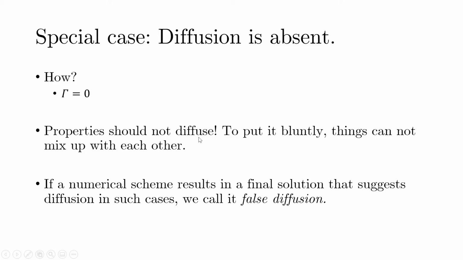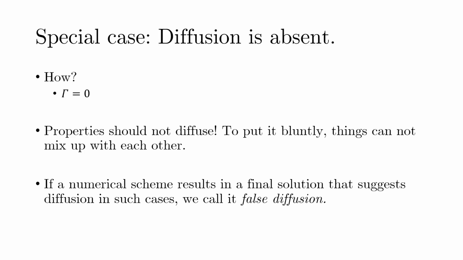properties should not diffuse. So if, let us say, you have temperature in the flow field, it should not diffuse. And what I mean by diffuse, if I have to put it very bluntly, is that things would not mix up with each other. So let us say you have 10 degrees here, 20 degrees here, and if there are no diffusion processes, then this would remain as it is. It wouldn't happen that the temperature would gradually become uniform, because that happens because of diffusion. So there is no diffusion, so no mixing up.